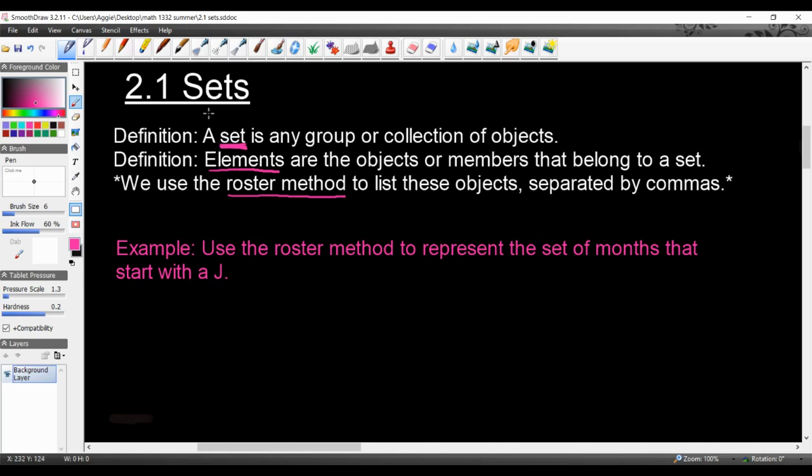Our second definition has to do with elements. Elements are the objects or members that belong to this set. Okay. We use something called the roster method to list these objects separated by commas.